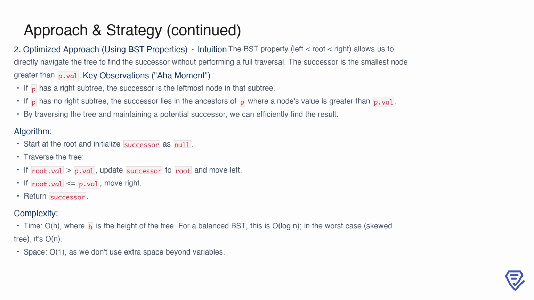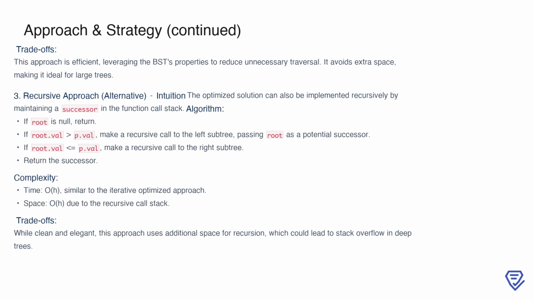For balanced trees, this is O(log n), and even in the worst case, it's O(n). Importantly, the space complexity is O(1), as no extra data structures are used. This optimized iterative approach significantly improves efficiency, but it's worth noting the trade-offs as we compare alternative methods.